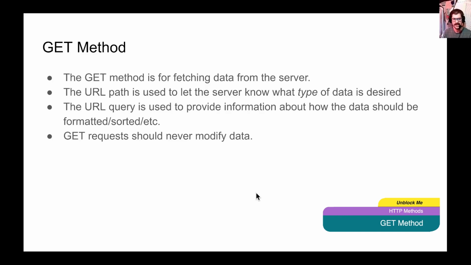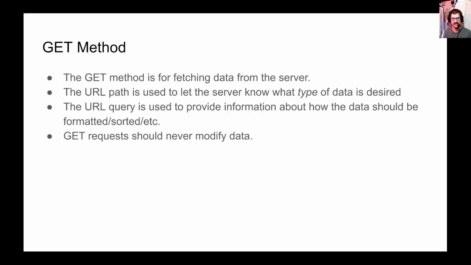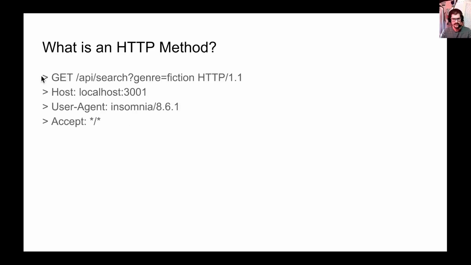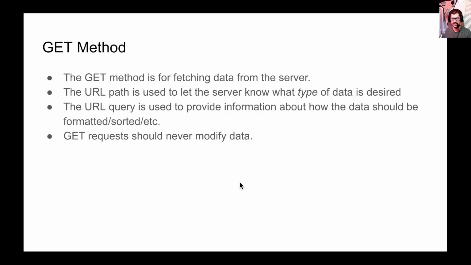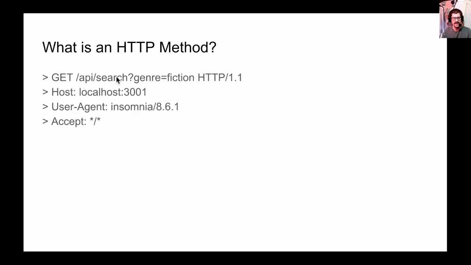So the GET method is the first one. The GET method is for fetching data. When you call this method, you are expecting to get a response. It's often used for search APIs or to try to get more data on a specific object by ID. The URL path in this case, which comes before the question mark, is used to tell the server what type of data you want, or sometimes what action. For example, in this case, it's API search. This is not a well-named API, to be honest. Normally, it would be something like API book or API library, and the search is kind of implicit with a GET API. You can also have an ID on the end of this to get a specific element.